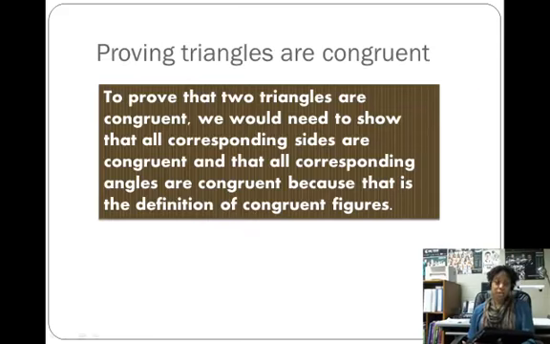When we're proving triangles are congruent, it's important to keep in mind that we would need to show that all corresponding angles are congruent and all corresponding sides are congruent. That is the definition of congruent polygons, or the definition of congruent figures. So in our next problem, we're going to do a proof, and we'll have to make sure that we show that that's the case for every corresponding angle and every corresponding side in order to draw the conclusion that the triangles or the figures are indeed congruent.